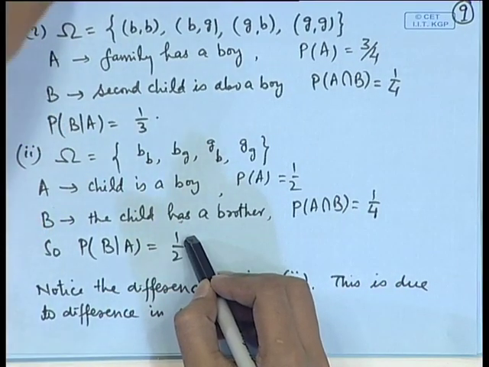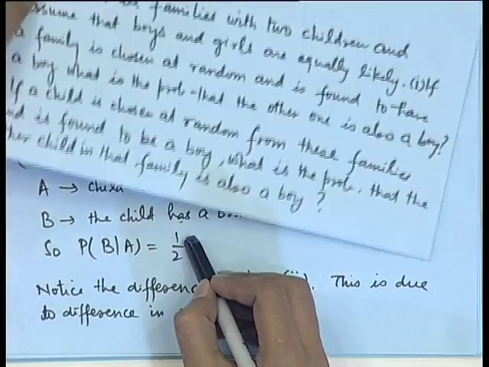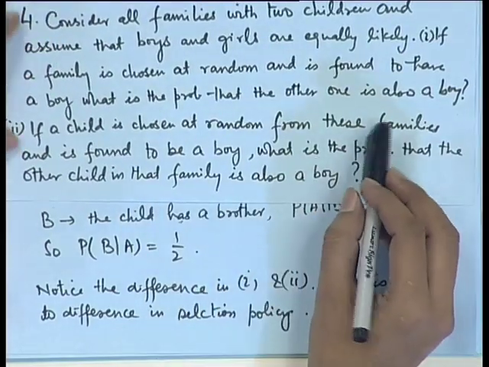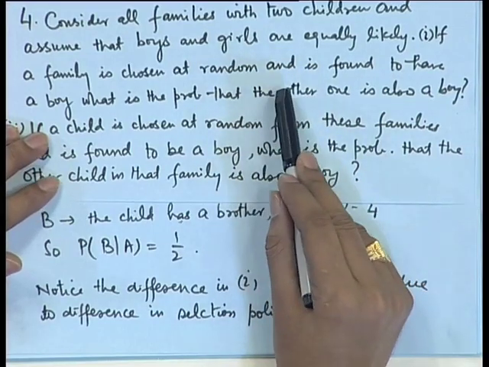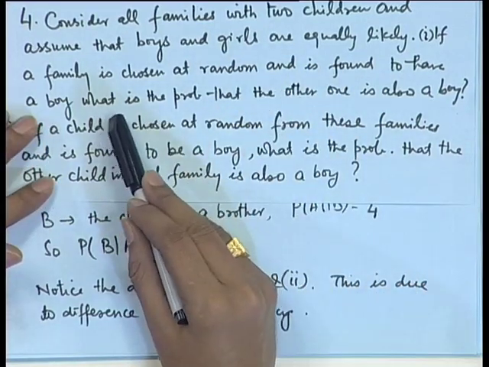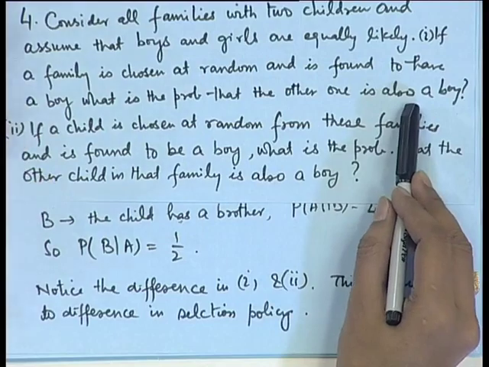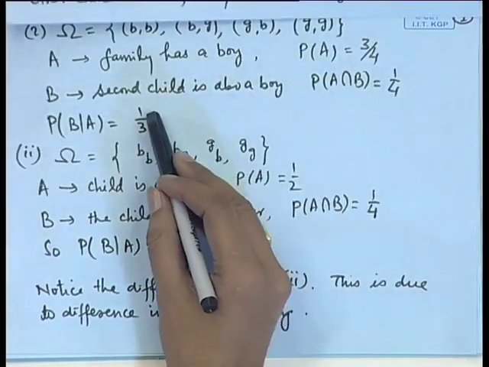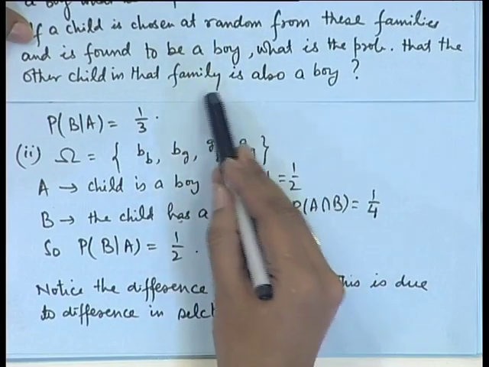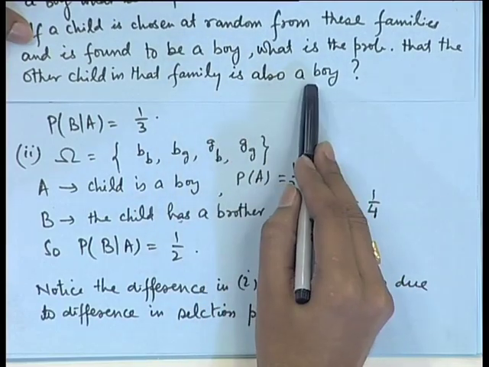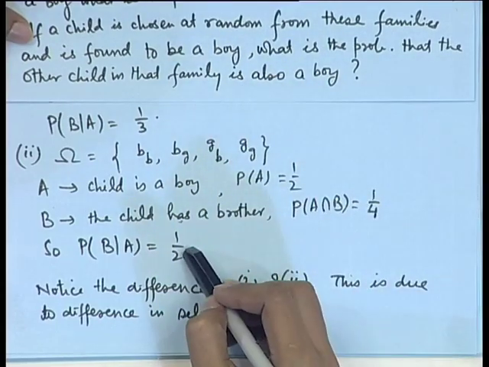Notice here, the answer in the beginning may look to be the same. If a family is chosen at random and is found to have a boy, what is the probability that the other one is also a boy? We are getting the answer as 1 by 3. Whereas, in the second case, the child is chosen, what is the probability that the other child in the family is also a boy? Here it is half.